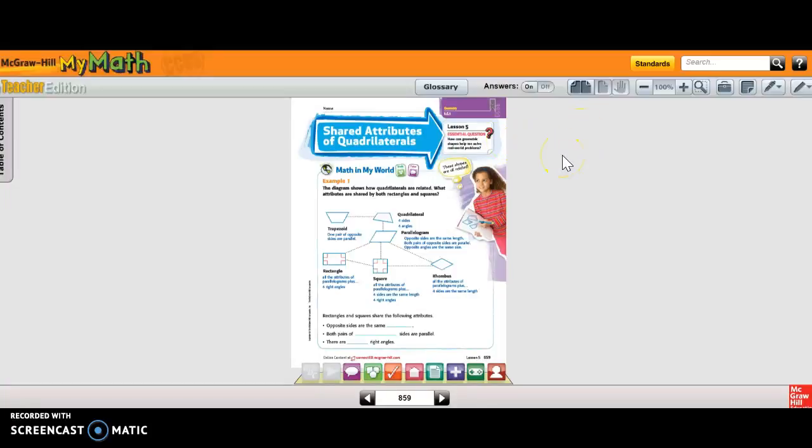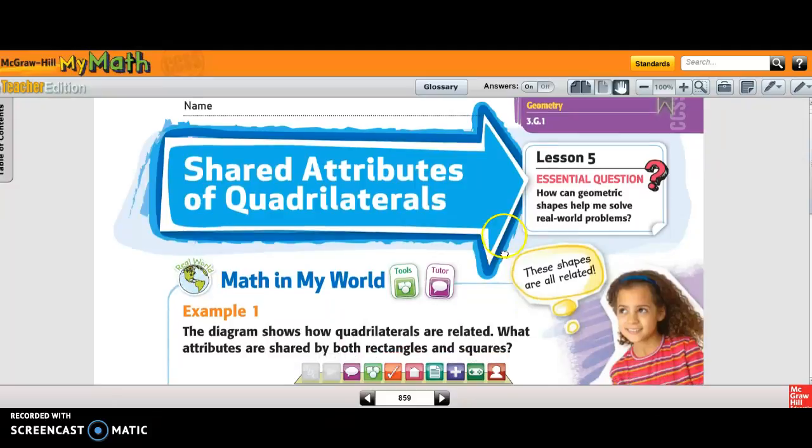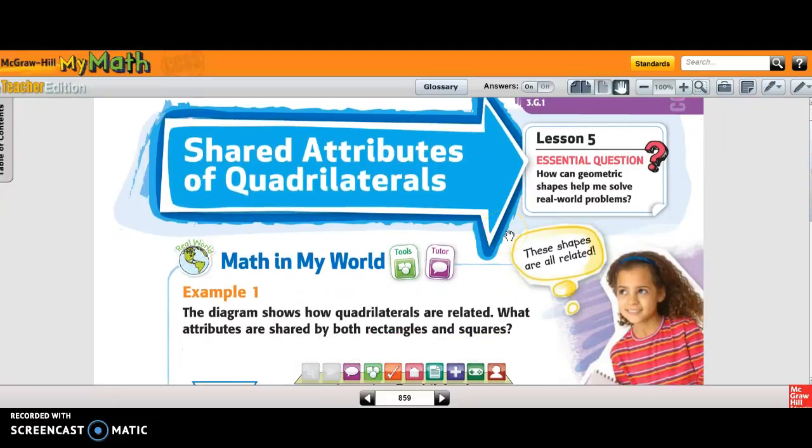So this is chapter 14, lesson 5. I'm going to go ahead and enlarge it so you guys can see. It says shared attributes of quadrilaterals. And again, quadrilaterals means four sides, a shape that has four sides and four angles. Okay, let's look at example number 1.